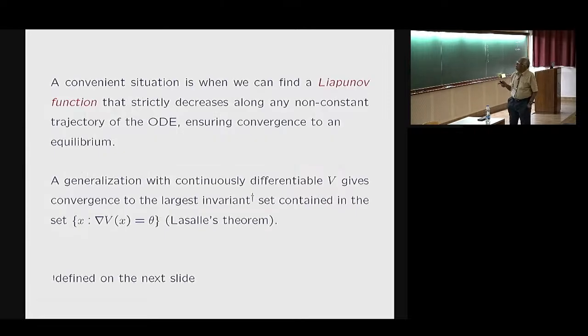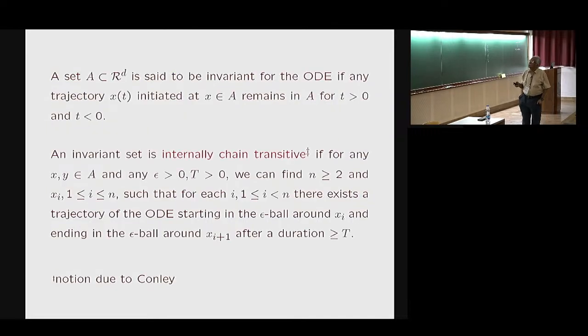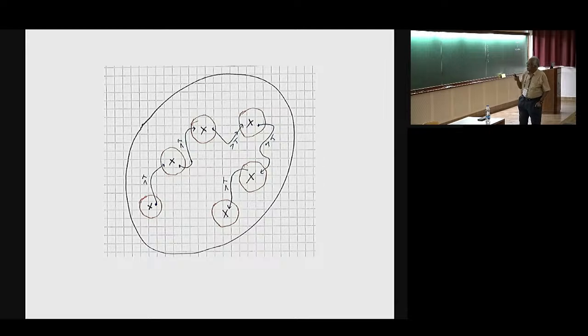Okay, so if there's a Lyapunov function which tells you that the ODE will converge to some fixed unique equilibrium, then so will the algorithm. And more generally, you can say that it goes to some largest invariant set contained in the set of x where the gradient of the Lyapunov function vanishes. Okay, this is something I described yesterday.